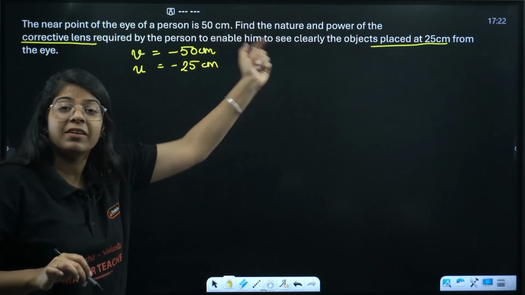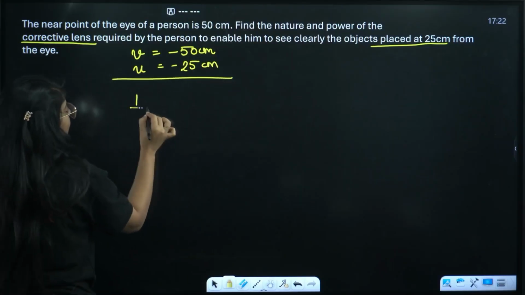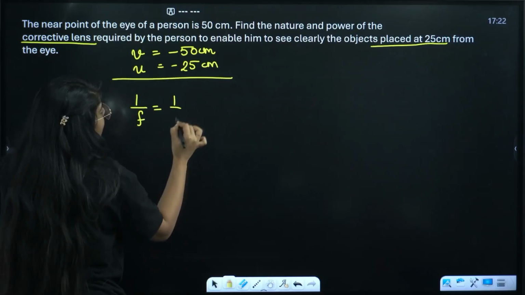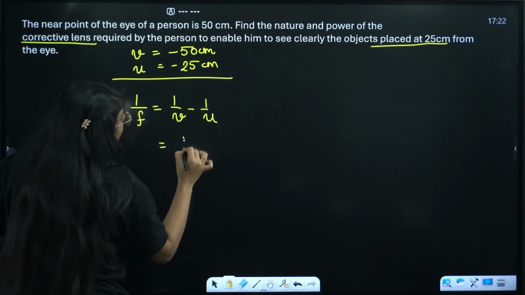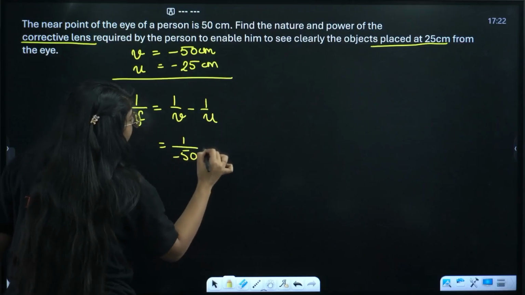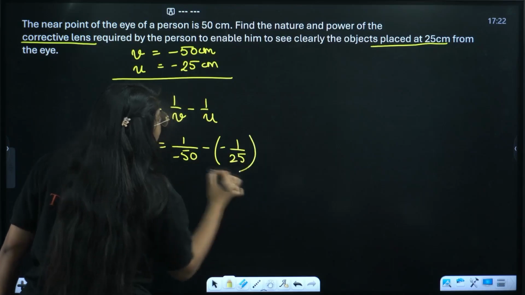Now to find the power, we have to find focal length. So we'll just directly calculate focal length using lens formula. Very easy. You don't feel any hurdle. If you feel any hurdle, let me know in the comment section. I'll try to solve it in the live session or the next video.